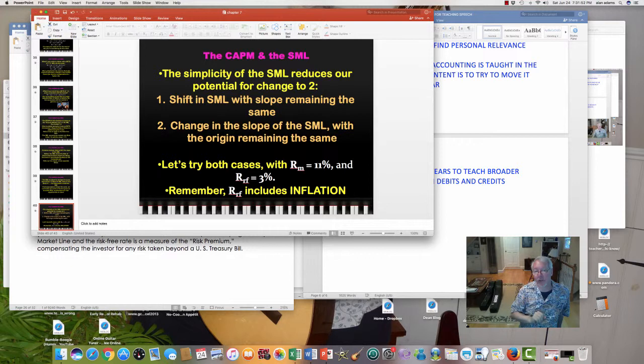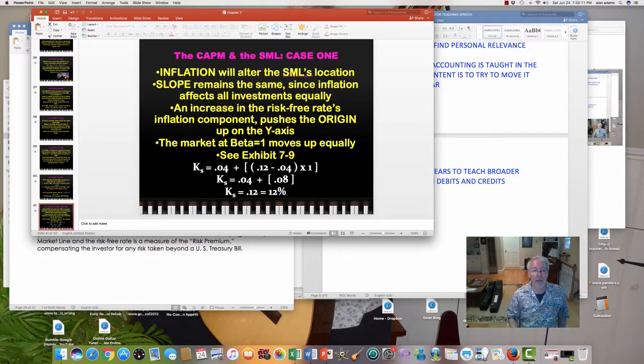The SML can get steeper if there is more risk perceived in the market, or shallower if there's less risk. Okay, so to demonstrate both, let's go back to our original demonstration of the return on the market being equal to 11% and the risk-free rate, the T-bill return, being 3%. Now let's remember, both of those contain inflation, and inflation can change.